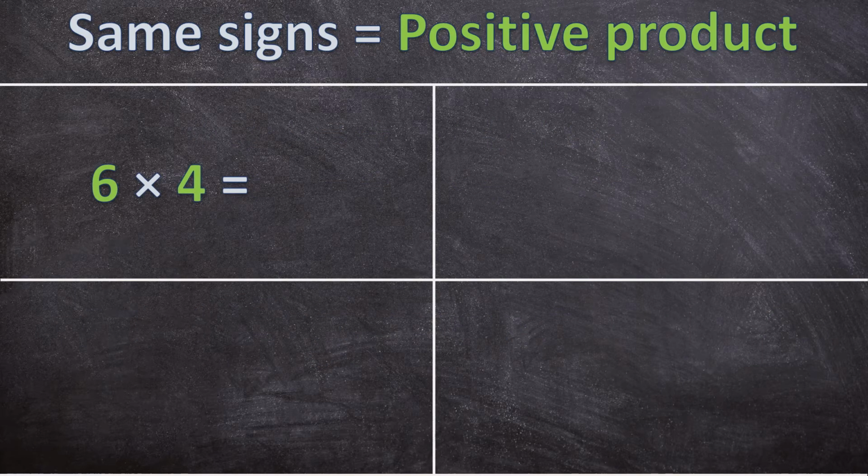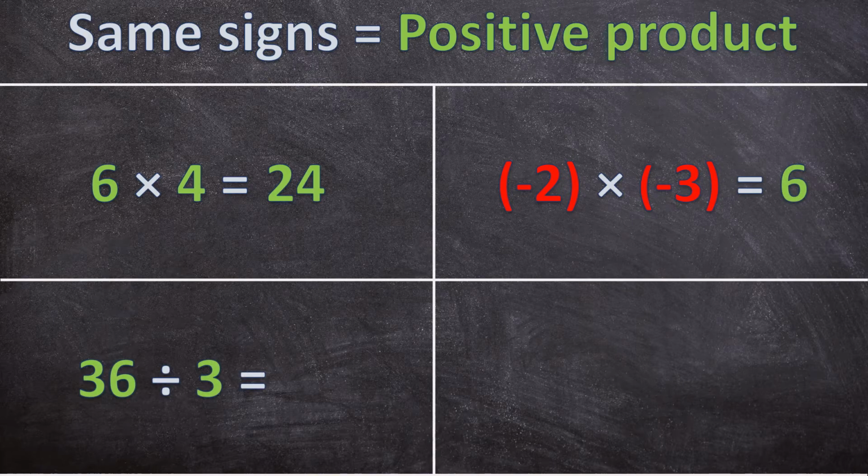6 times 4. Both 6 and 4 are positive, so a positive times positive will be a positive answer. 6 times 4 is 24. Next one. Negative 2 times negative 3. A negative times a negative will also give me a positive answer. So 2 times 3 is 6. Now we're dividing.